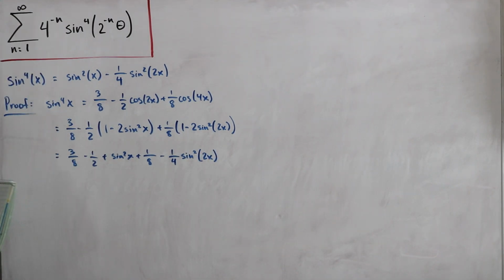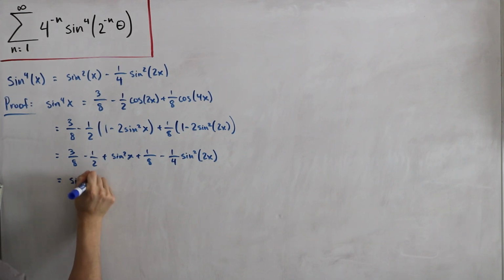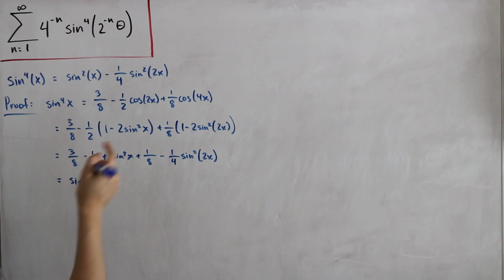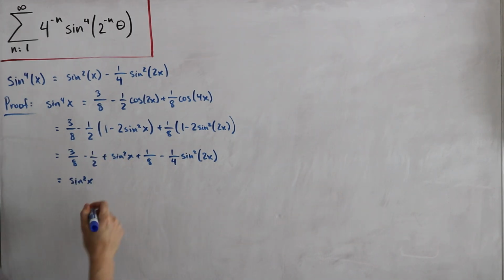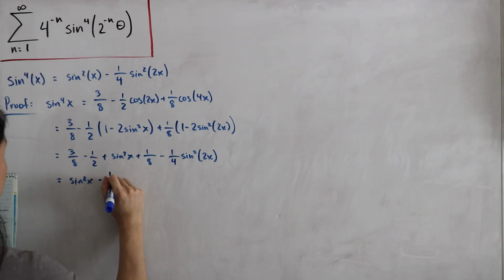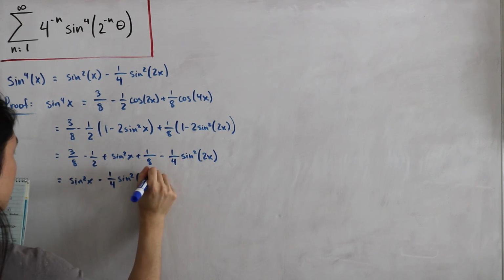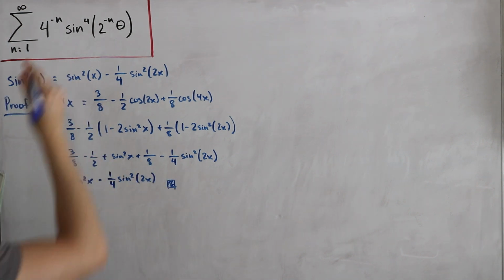Okay, and then we can clean things up a little further so that we are just left with sine square of x. You can see we have 3 over 8, and then minus 1/2 plus 1 over 8. So that's just going to get rid of itself, and then we're just left with 1 divided by 4 times sine square of 2x. Okay, that completes that little identity proof.